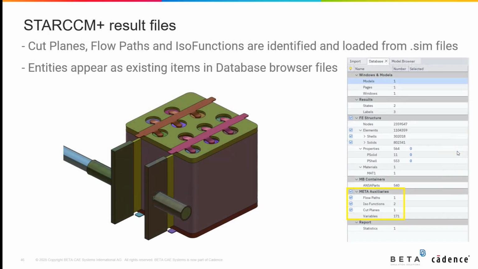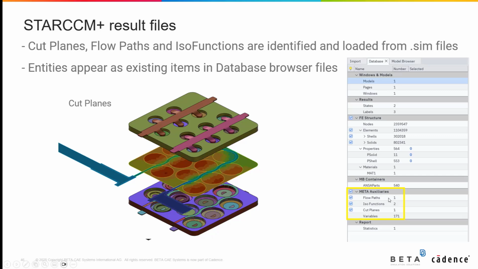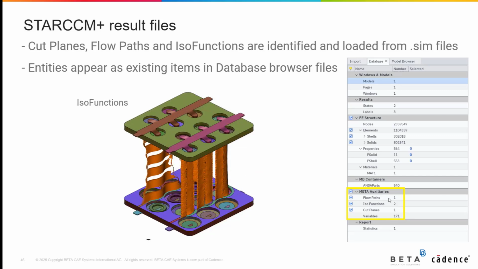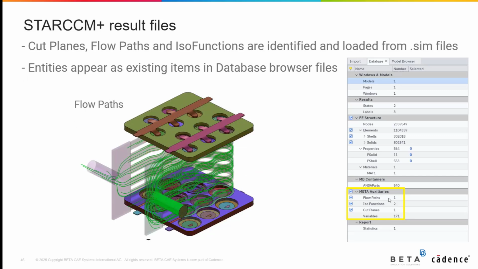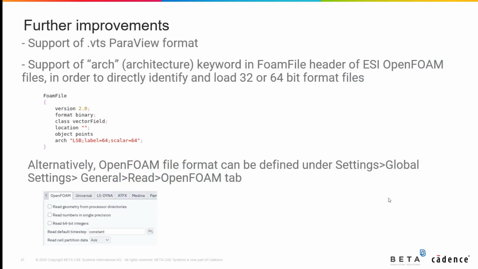When reading native StarCCM results, we can read cut planes, flow paths, and ISO functions that were created inside StarCCM, and these will be displayed in the database browser of Meta so that can be easily visualized. Finally, we support the VTS ParaView format and the architecture keyword in foam file header of ESI Open Foam files in order to directly identify and load 32 or 64-bit format files.